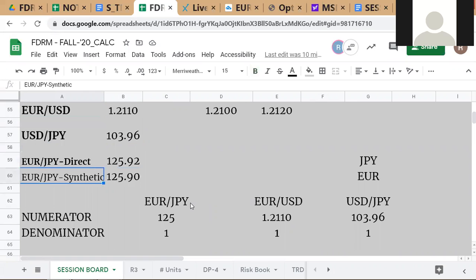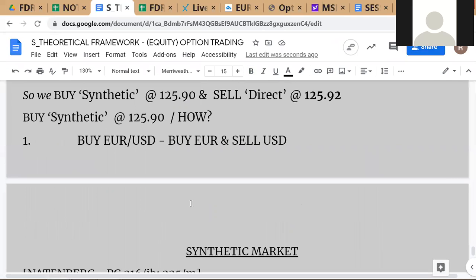You need to buy euros and sell yen. You do it in 2 parts. First you buy euros and sell dollars. What is it here? You have to buy euro USD. You have to buy the synthetic, right? Yeah, so you have to buy euros and sell yen. So first you buy euros and sell US dollars. And then you buy US dollars and sell yen. So the second is going to be buy USD and sell JPY.